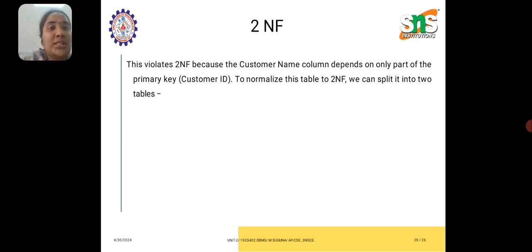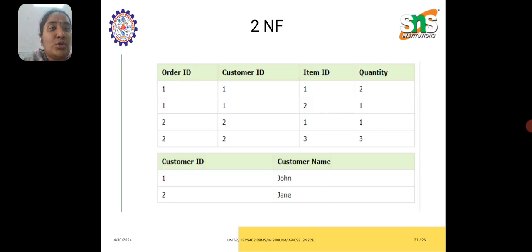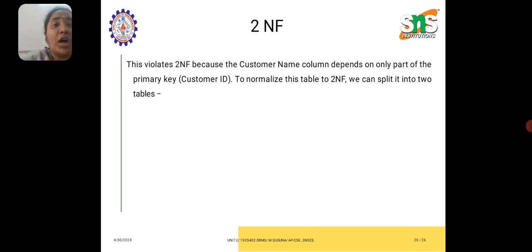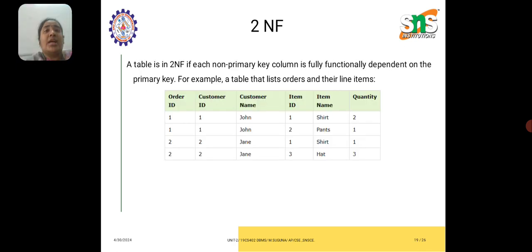So we can split this table into two. This splitting is shown below: the IDs and quantities are split. Order IDs, customer IDs, item IDs and quantities are split into one table. Next, the customer ID and the customer name, John and Jane, are split into another table. For example, instead of these two we can say Ram and Raju.